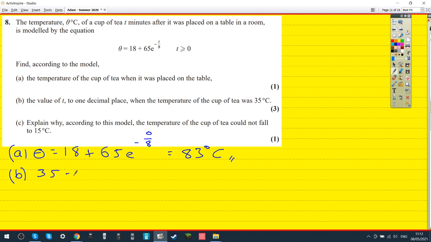3 marker. Don't just put this into calculator. So you could minus 18 on both sides. That gives you 17. Okay. And 17 divided by 65 is 17/65. That's great.